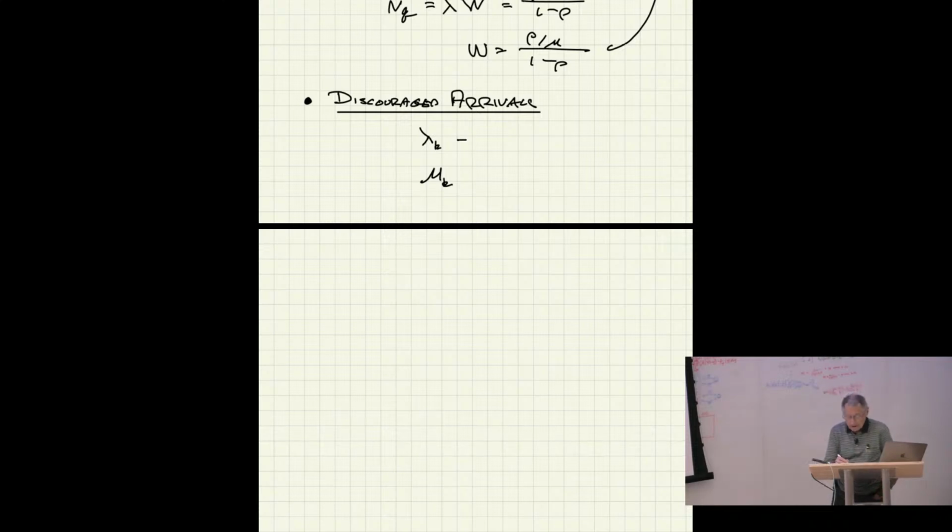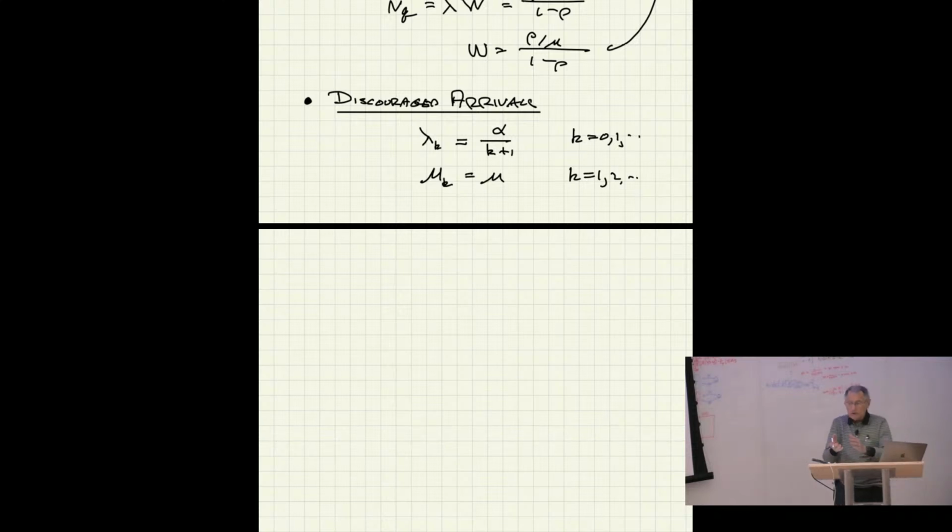Well, I'm going to give you the example because you could do it many ways. I'm going to choose it this way. It's going to be some number alpha over k plus 1, and that'll be for k equals 0, 1, etc. As k gets bigger, lambda k gets smaller. As the queue gets bigger, people get discouraged, they arrive at a slower rate. And I'll allow mu k to be a constant mu, and that's for k equals 1, 2, etc.